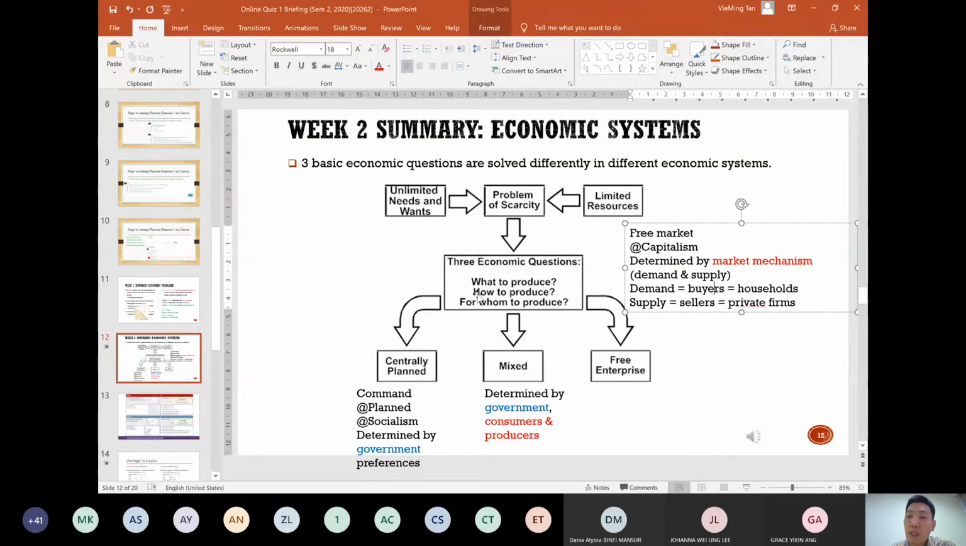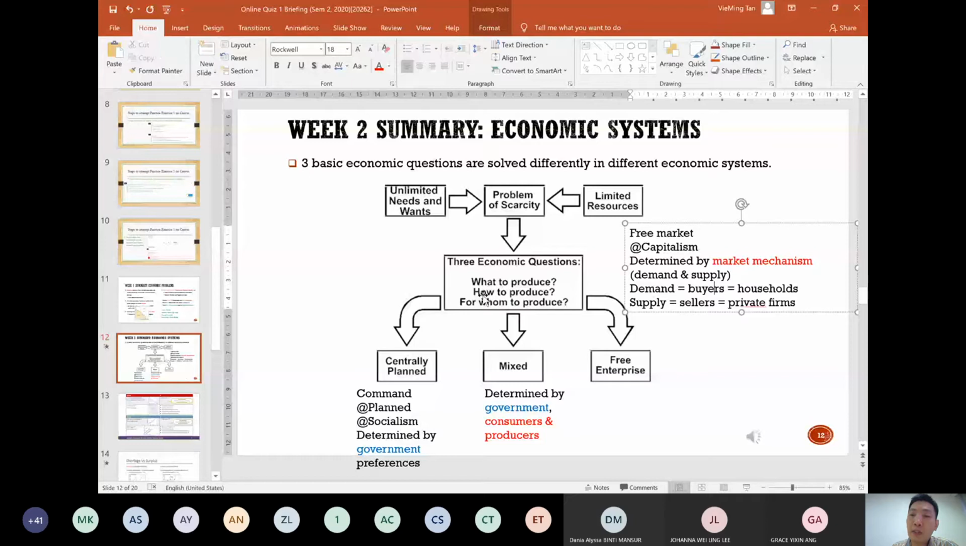How to produce the products will be suggested by the supplier. The supplier will choose the cheapest way, the method with the lowest cost. That will help the supplier decide how to produce using the cheapest method.